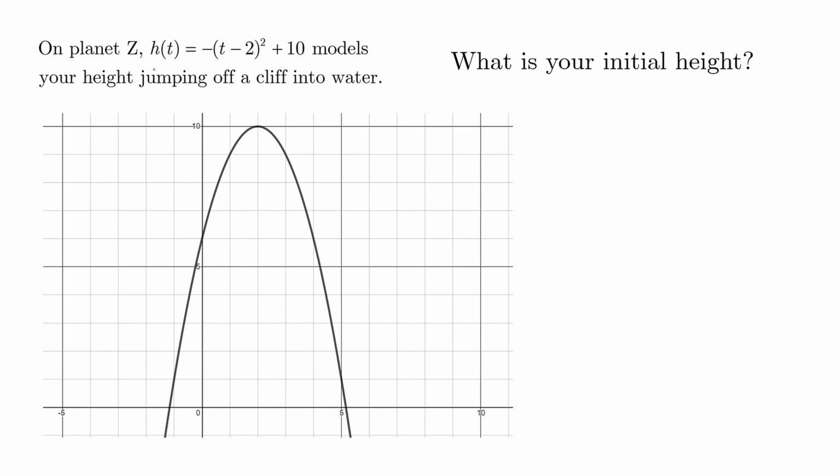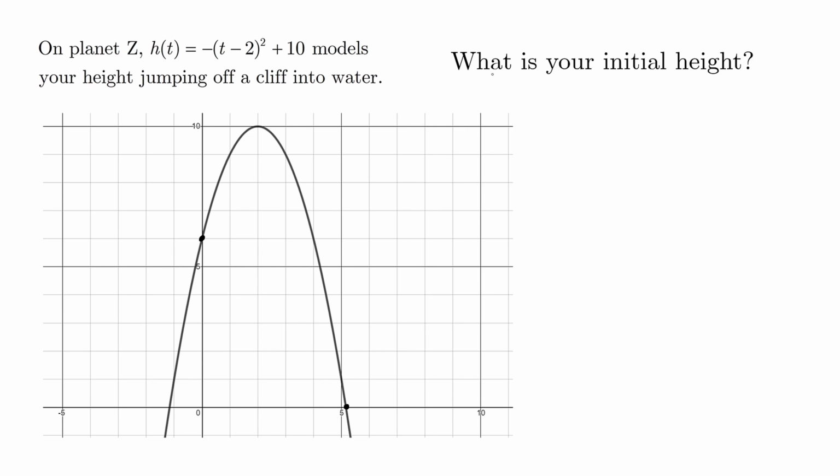On planet Z, height is a function of time. We have this formula, and this models your height jumping off a cliff into water. So here we are, standing on a platform ledge, and we're going to jump very high and splash into water over here.